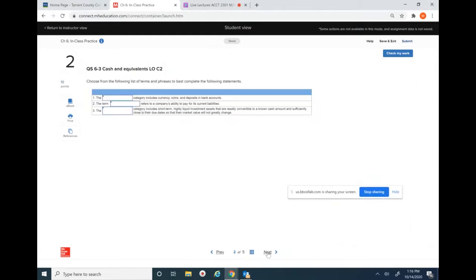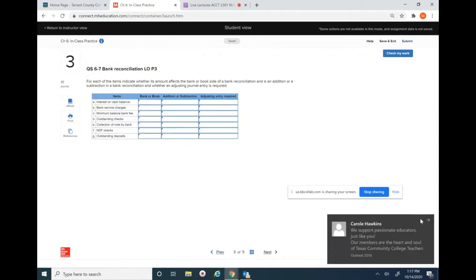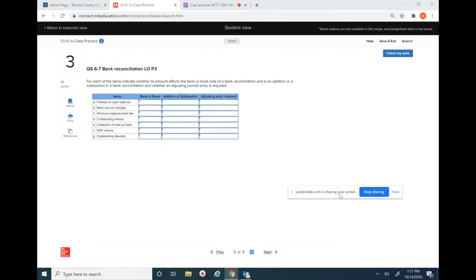Let me just find the ones that I wanted to work with you. The first one is QS 6-7, bank reconciliation. These are the items that I just went over with you on the whiteboard. So here, this is just practicing what goes on which side of the bank reconciliation.